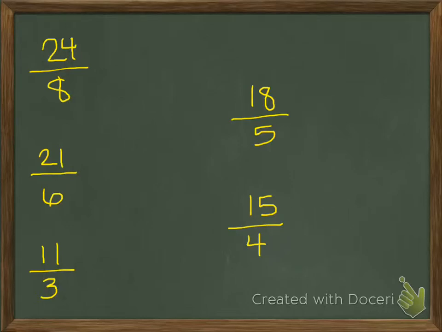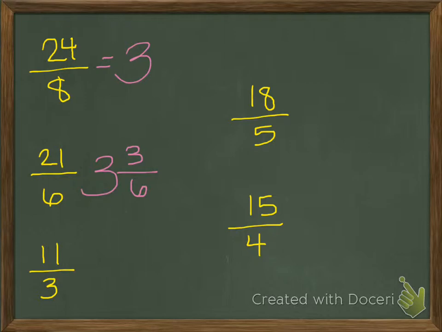Number 1 says rename each fraction as a whole number or a mixed number. So if we look at the first one, we know that 8 goes into 24 3 times. Therefore, the whole number is 3. 21 over 6, 6 goes into 21 3 times, which is 18, which means there are 3 left over, and our denominator stays 6. So 3 and 3 sixths.